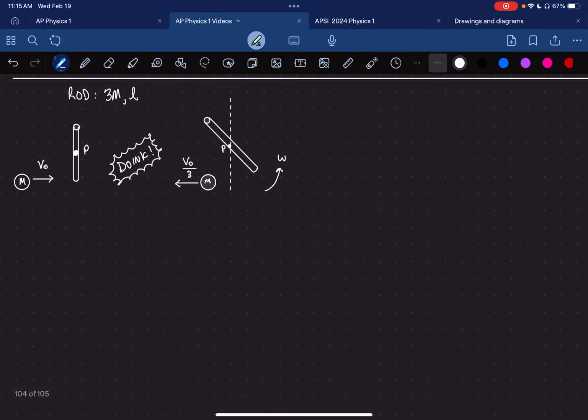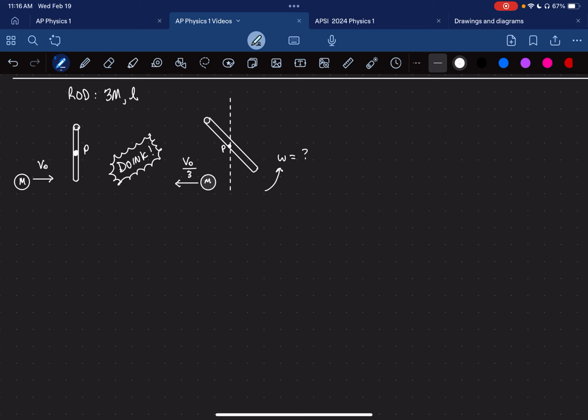Let's do another example. We have a rod, mass 3m, length L, that is free to rotate around point P. It's a fixed axis. A ball, mass m, initial velocity v naught, is aiming at the lowest part of that rod. They will collide. The ball does not stick, it bounces back with less velocity, v naught over 3, moving backward. And now the rod is rotating about point P with some angular speed omega. We want to know what is omega.